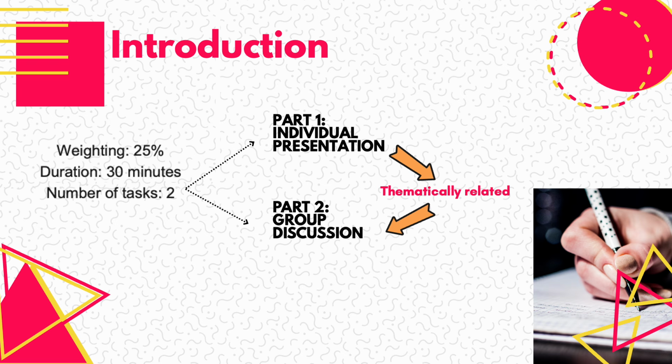For Muet Paper 2, the weighting is 25% with a duration of 30 minutes. This Paper 2 consists of two parts. Part 1, which is an individual presentation, and Part 2, which is a group discussion. Both parts are thematically related, meaning they usually revolve around similar themes, but the tasks and skills required are different. Both parts assess how effectively you communicate your ideas in English, not just what ideas you have.